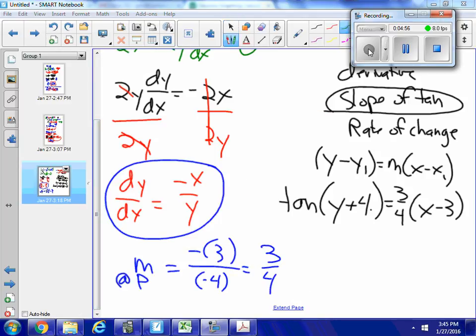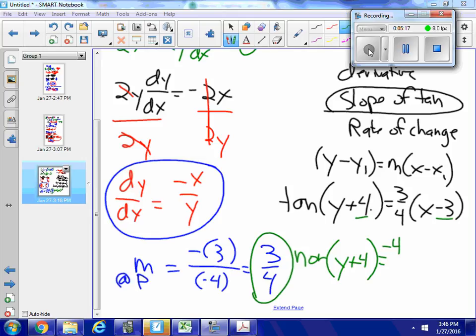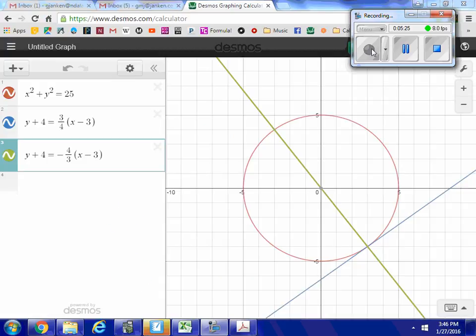To find the equation of the normal line, the slope is going to be the negative reciprocal, and I'm going to have the same point, (3, -4). So my normal line is going to be y plus 4 is equal to negative 4/3, a negative reciprocal, times x minus 3. Let's see if it works. Yep, I think it looks pretty good. I think I have a couple of perpendicular lines: I have the tangent, I have the normal. I'm pretty happy with this solution.